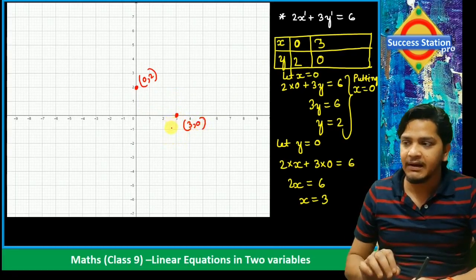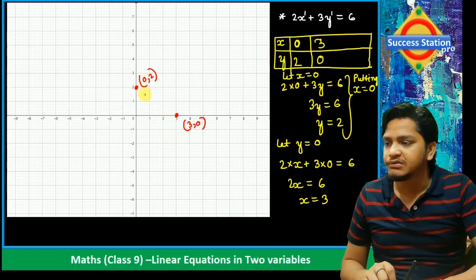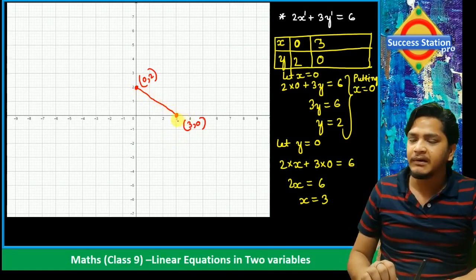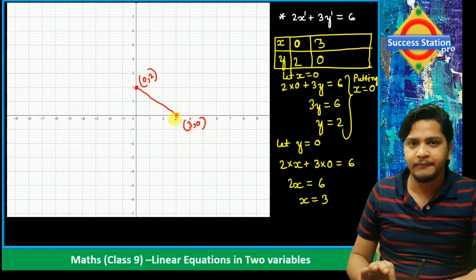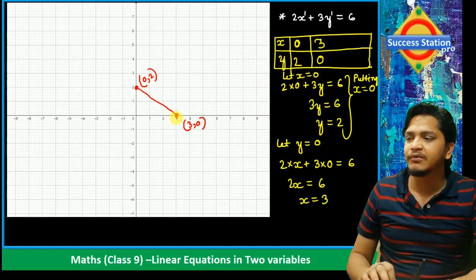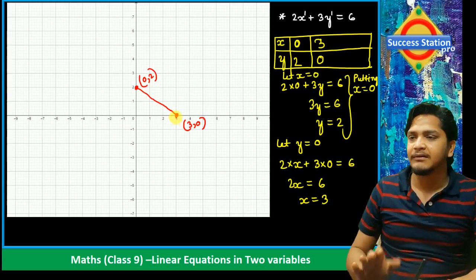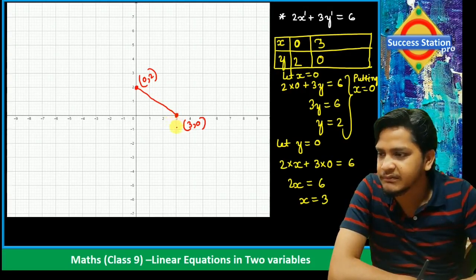Just take a scale and join both of them. Clear? Join both of them. Done? Okay, this is what you have to do. Clear? Easy, right? So this is the method of solving this question.